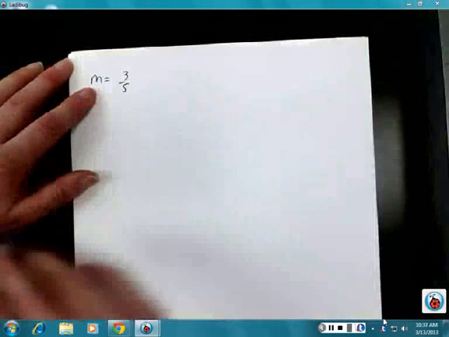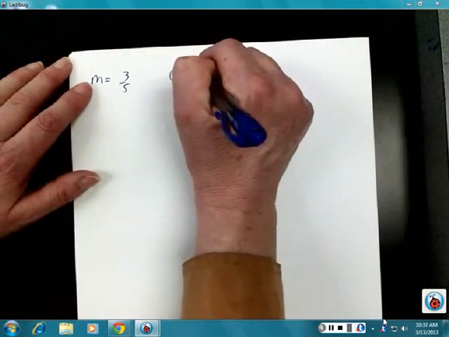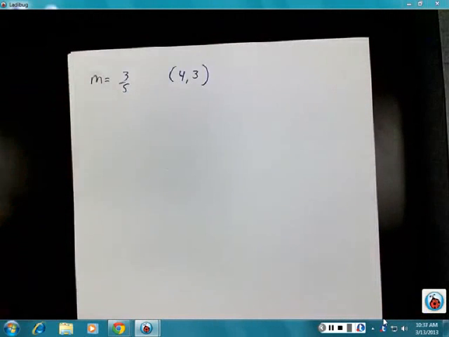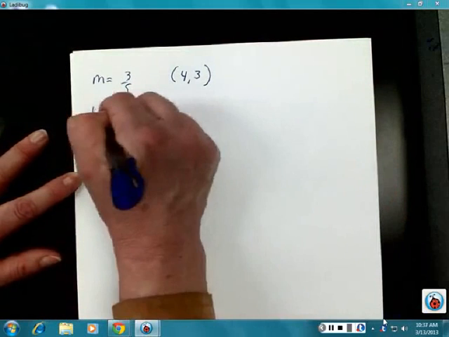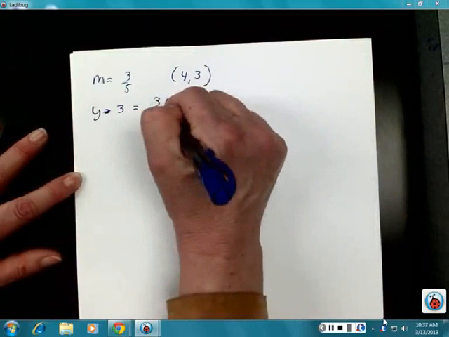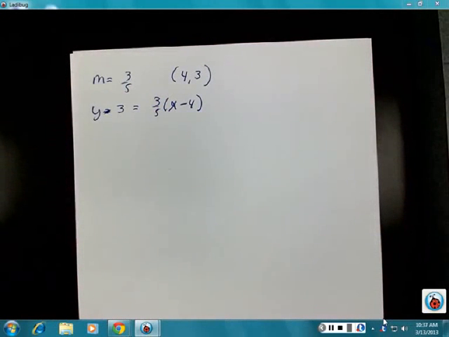Okay. You can do another one like that? With another fraction in there? Okay. M is equal to 3/5, and the point I'm given is 4, 3. Plug them in. Y minus 3 is equal to 3/5 times x minus 4. So if you put it into that equation, that's what happens to it.